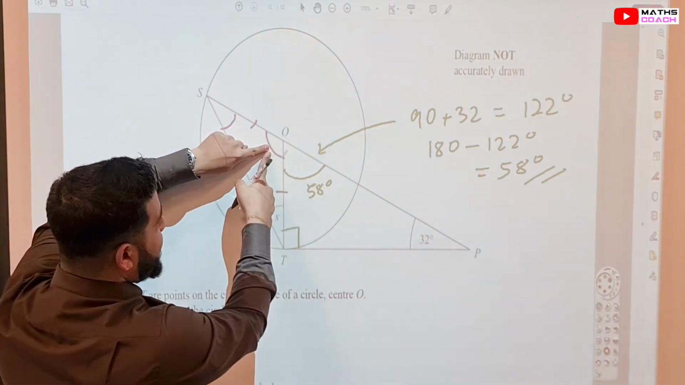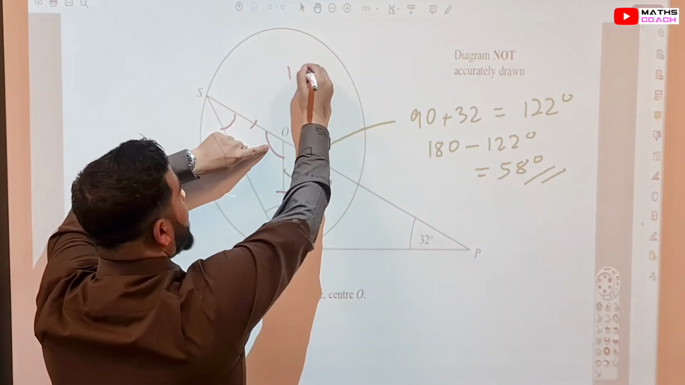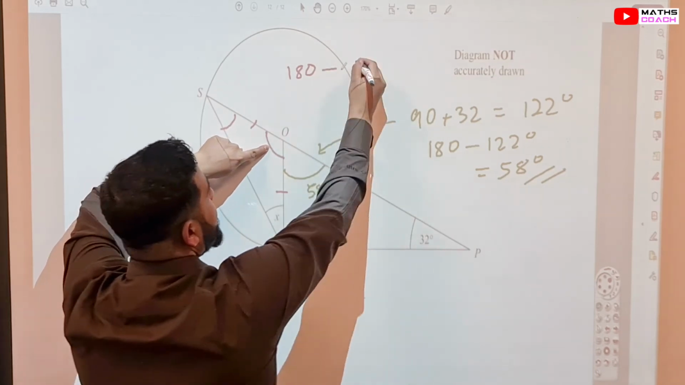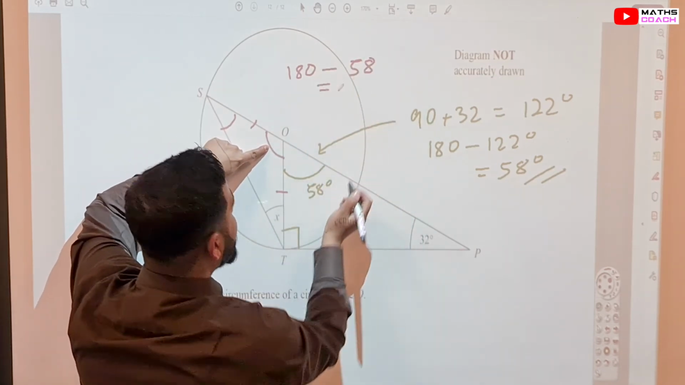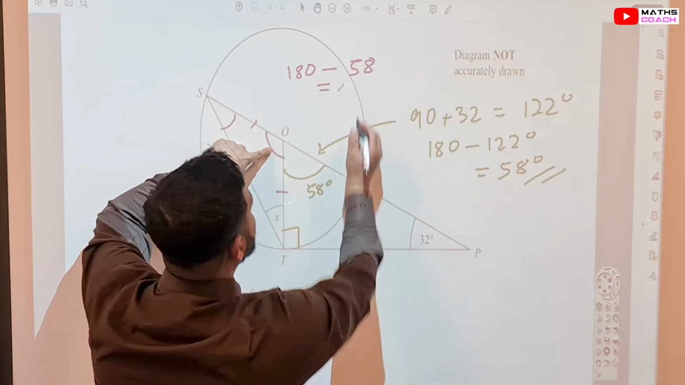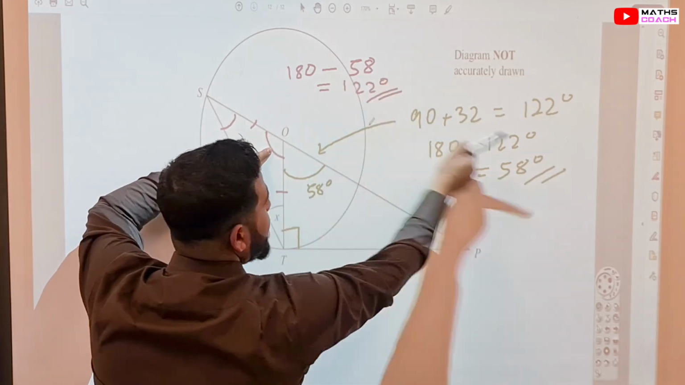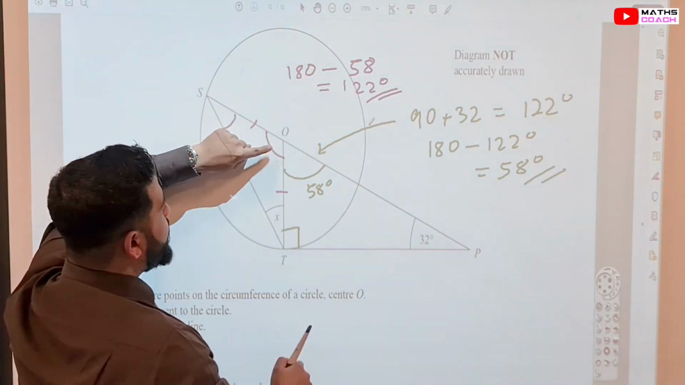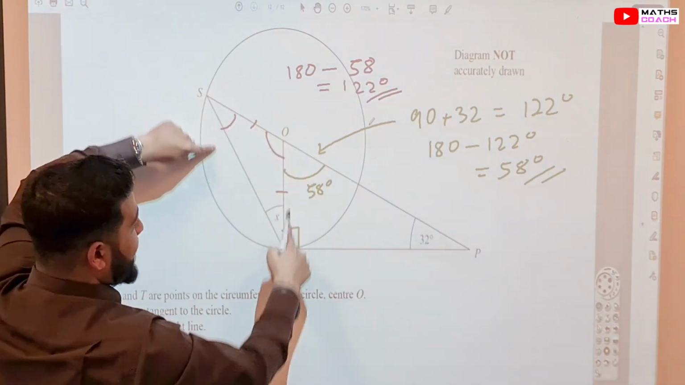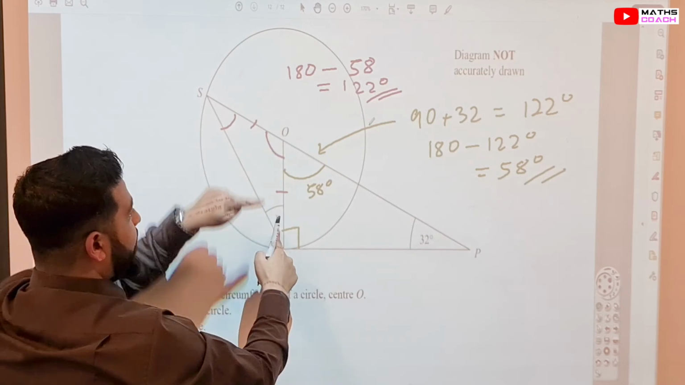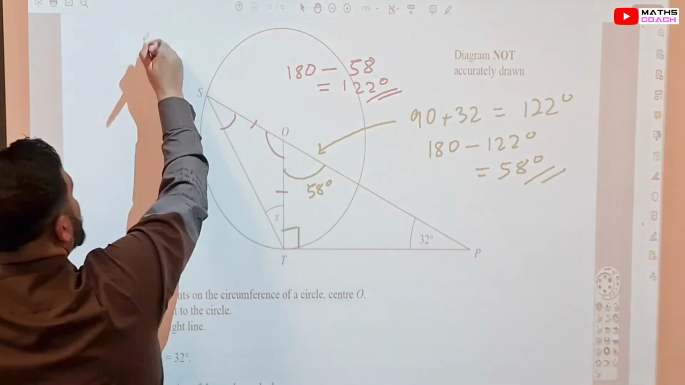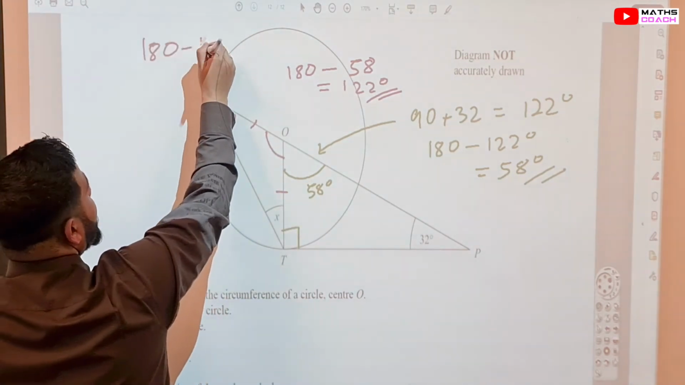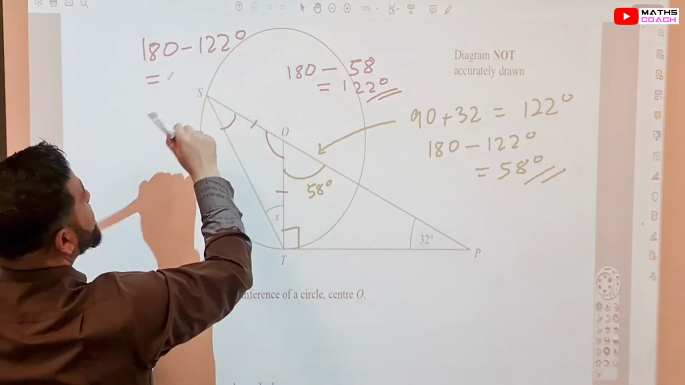So start off by finding this angle here, which will be 180 minus the 58. That gives us 122 again, just like this one earlier, but it's independent anyway. And then we do 122 take away from 180 because the angles in a triangle add up to 180. So 180 take away 122. That gives us 58 again.